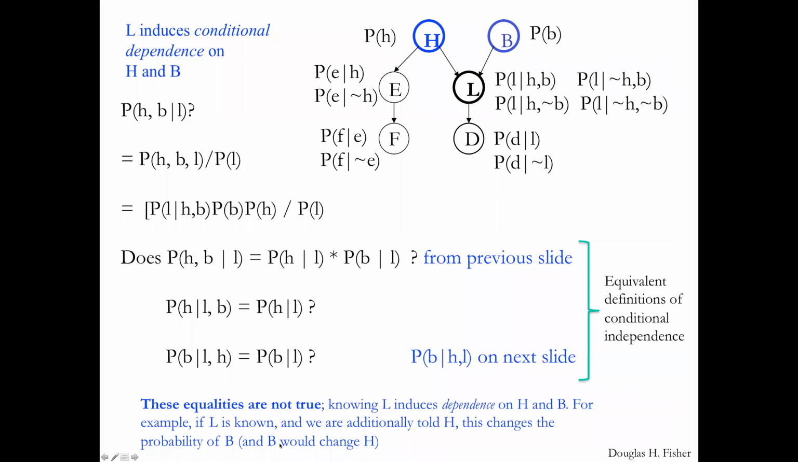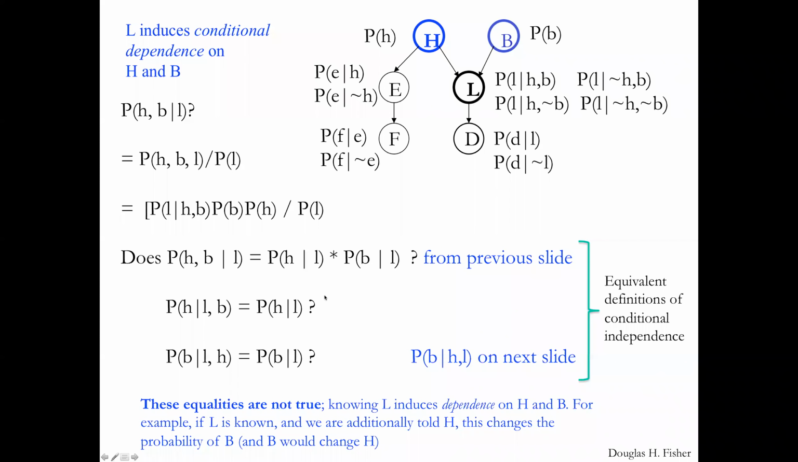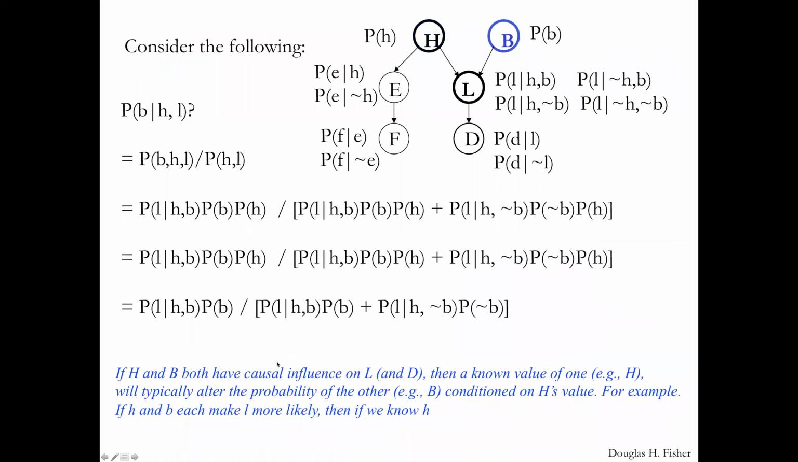And I went through this brief explanation earlier. If L is known and we additionally are told H, this changes the probability of B and vice versa. This is just an illustration of this value here, you can look at that and verify it later. But this notion of conditional dependence might be something we return to later. It's an important concept.